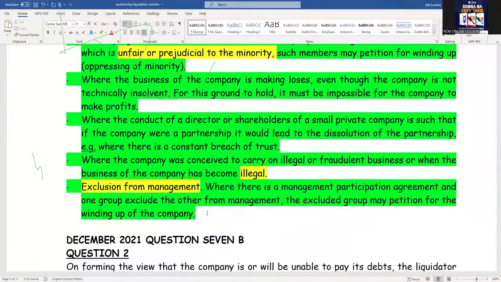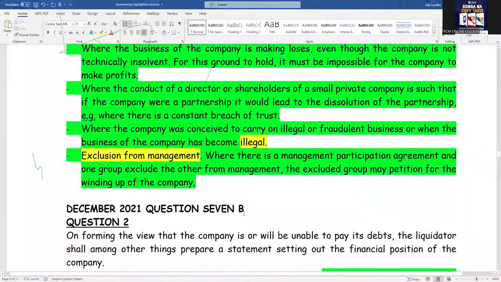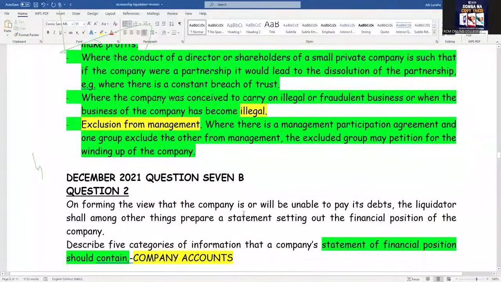Then December 2021: On forming the view that a company is or will be unable to pay its debts, the liquidator shall, among other things, prepare a statement setting out the financial position of the company. Describe 5 categories of information that a company statement of financial position should contain. What do you think a statement of financial position should contain?